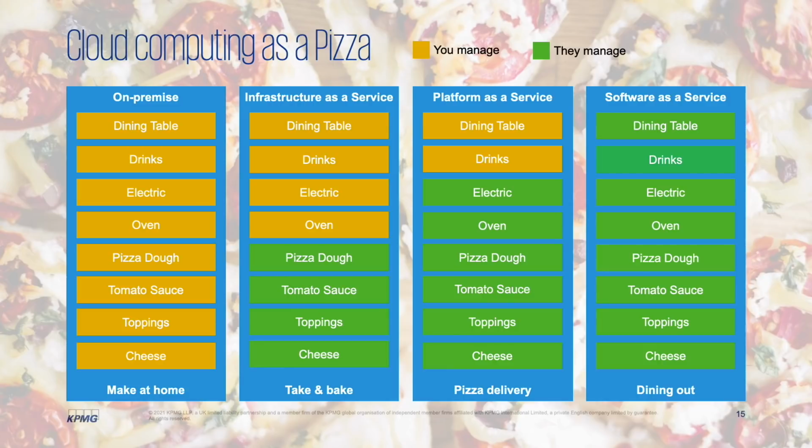Then there's platform as a service, where you only have to manage a small amount of things. So think of this as your pizza delivery. The pizza comes hot and ready to eat, and you only have to manage your dining and your drinks. And lastly, there's software as a service, where absolutely everything is looked after for you. Think about this as dining out at your favourite pizza restaurant. All you have to do is turn up and everything is done for you.